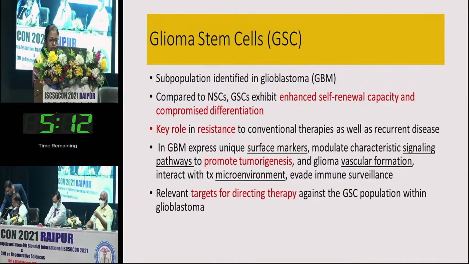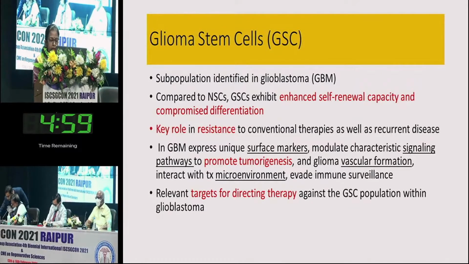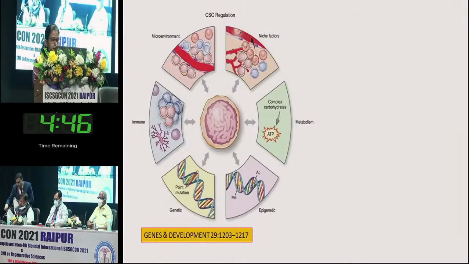In glioblastomas, these stem cells express unique surface markers which can help in identification of these cells as well as target these cells. They also modulate signaling pathways which promote tumorigenesis, and they cause vascular formation and changes in the tumor microenvironment. Therefore, these are very, very relevant targets for directing therapy against in glioblastoma multiformes.